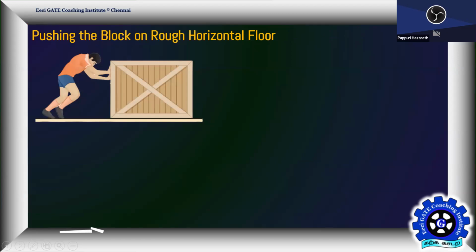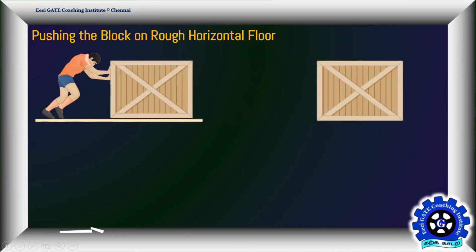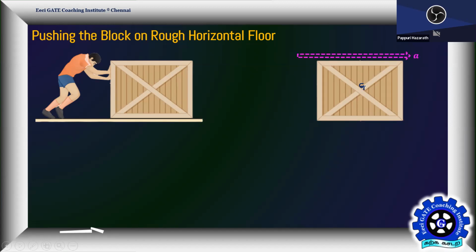What are you seeing on the screen? A person is pushing the block, and the block is moving like this. What is the first statement? Weight. How to represent weight? W, at the center of gravity G. This is the motion, the acceleration, of course. And the applied force P, fine.